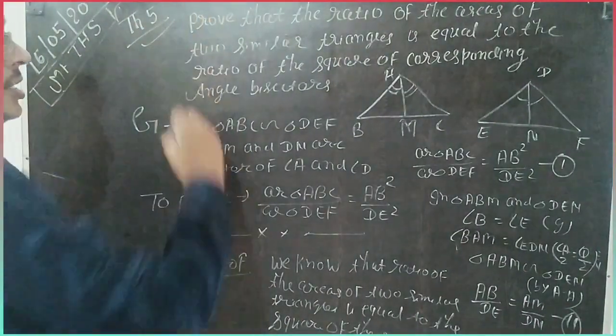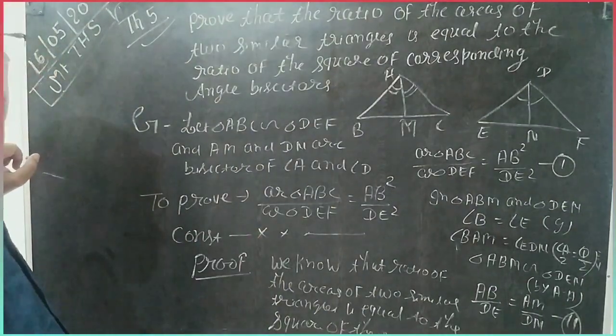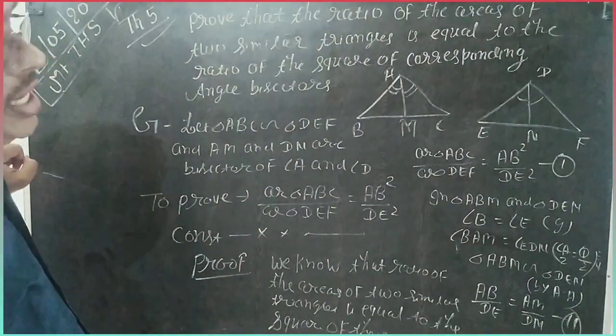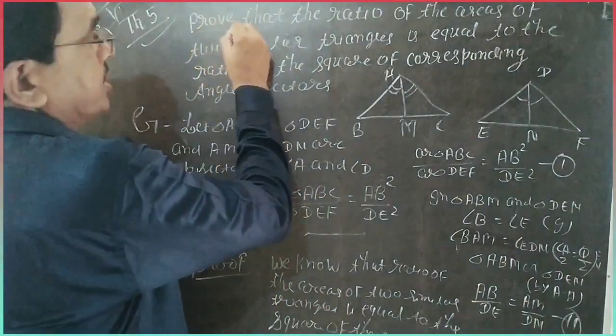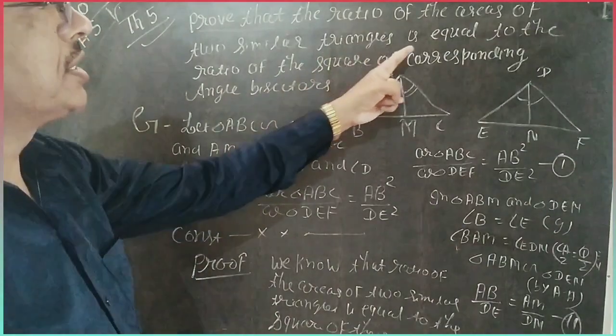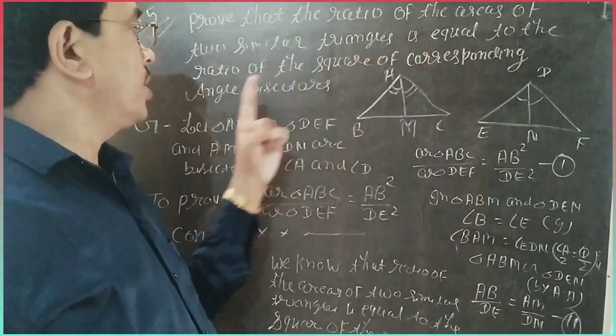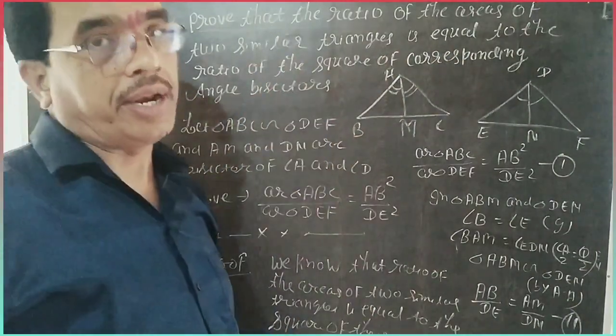Now this is the last theorem of exercise 7C. Now in place of median and altitudes, here it is the angle bisector. So dear friends, the question is: prove that the ratio of the areas of two similar triangles is equal to the ratio of the squares of their corresponding angle bisectors.